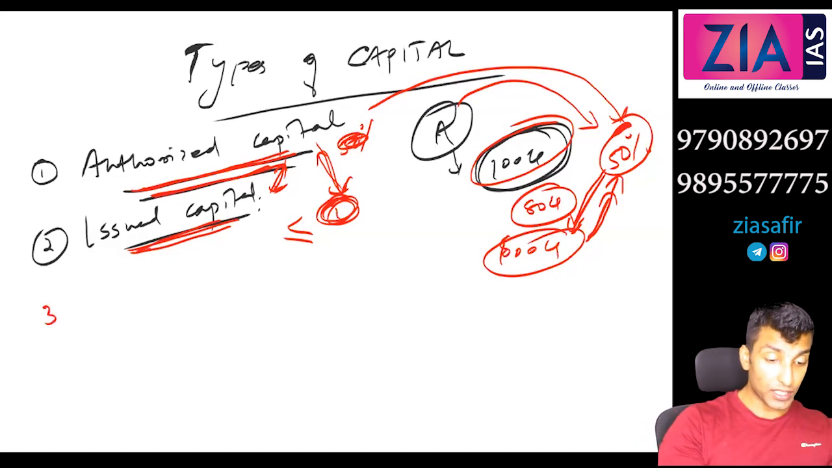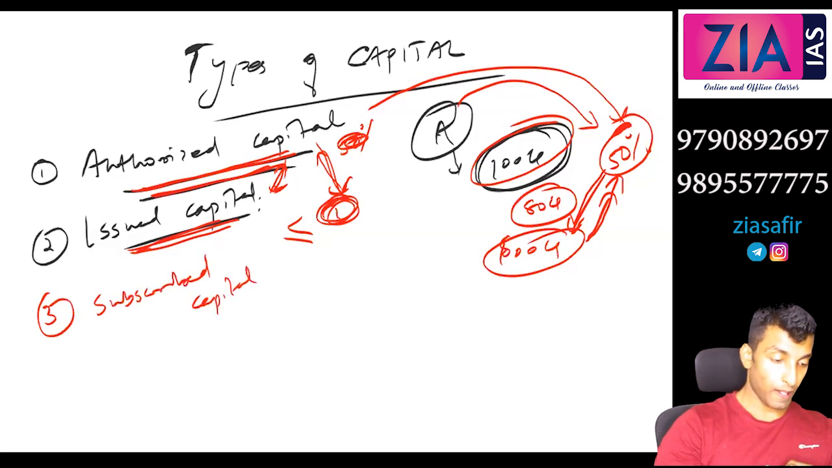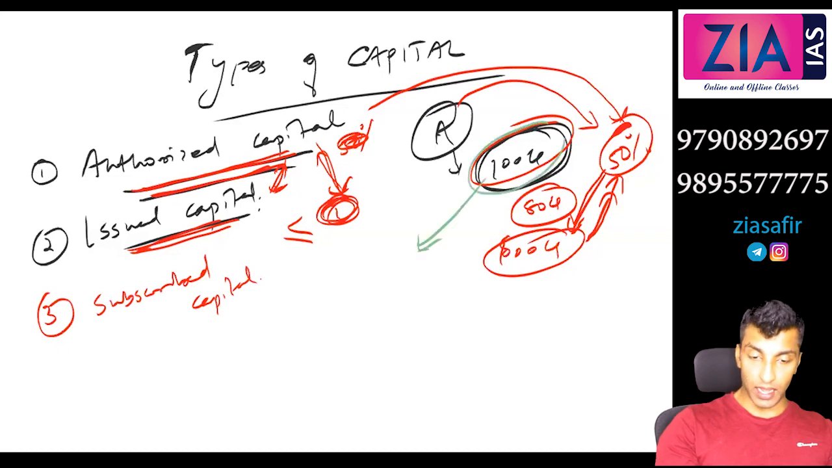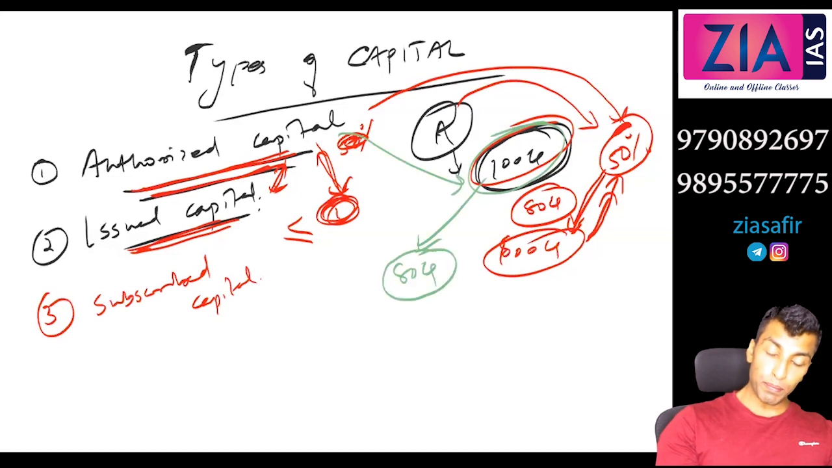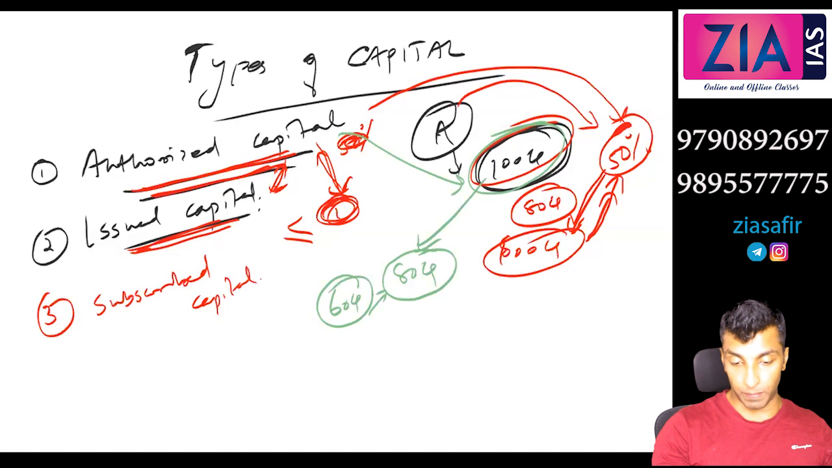Third one, subscribed capital. Okay, see, you are issuing, let's say 80 crore or 100 crore. 100 crore is allowed, and let's say you are issuing 80 crore. It is not necessary that the public or the investor will subscribe 80 crore, right? So you may be able to raise 60 crore. That means 60 crore subscription may be there. Okay, that is what subscribed capital.